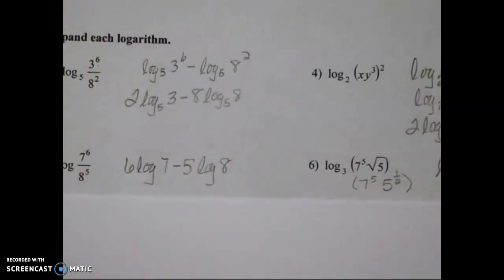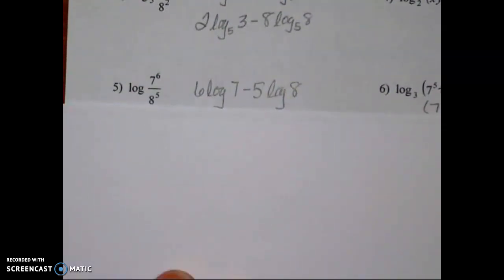Okay. This one is sort of the same deal. I'll just talk you through it. For number 5, division turns to subtraction, and then you have to write the exponent as a coefficient.